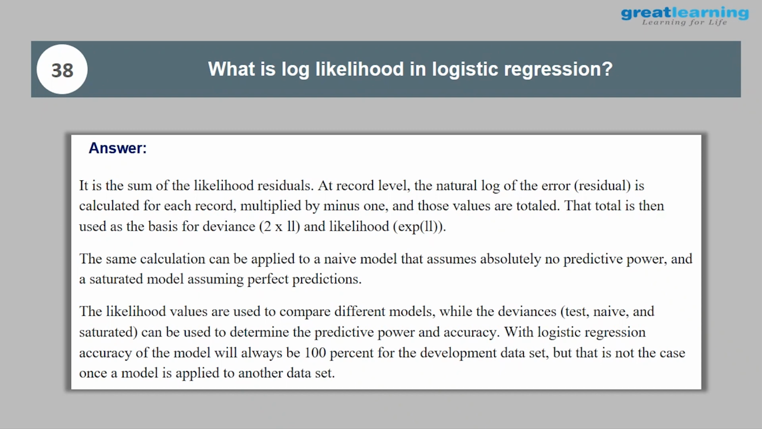The same calculation can be applied to a naive model that assumes absolutely no predictive power and a saturated model assuming perfect predictions. The likelihood values are used to compare different models, while the deviances of the naive and saturated models can be used to determine the predictive power and accuracy. With logistic regression, the accuracy of the model can be 100% for the development dataset, but that is not the case once the model is applied to another dataset.